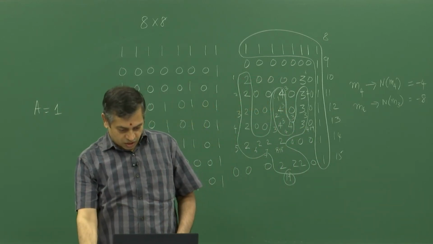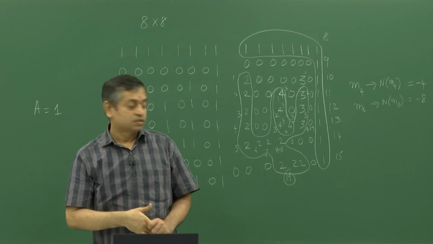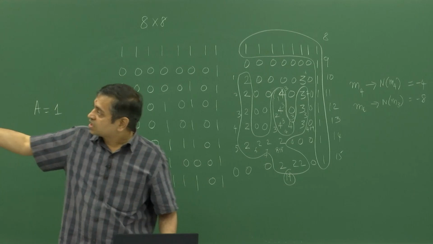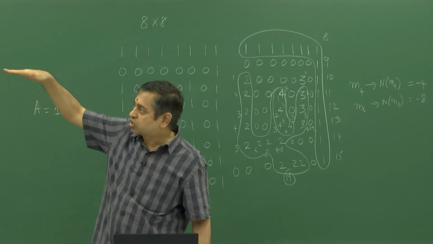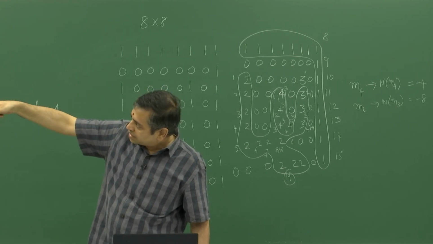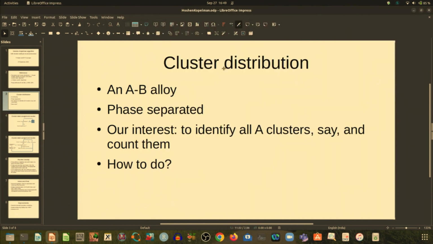That is why if you run the code, output Hoshen-Kopelman reports 2 clusters, and you can see the clusters, they are all numbered 1 on the top and the right margin, and the rest of them are all numbered 2. How did they get 2? This is how they got 2. This is basically the algorithm, okay. So that is what is explained here.